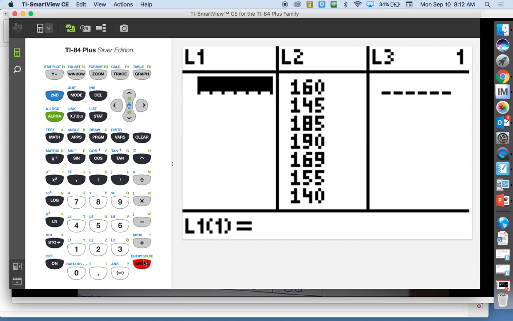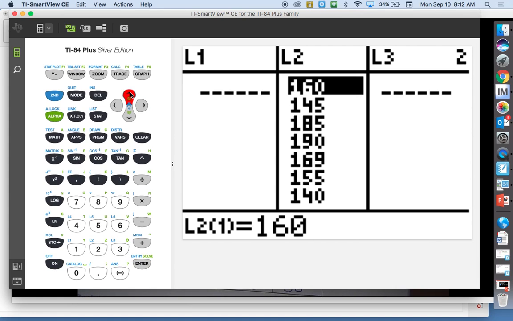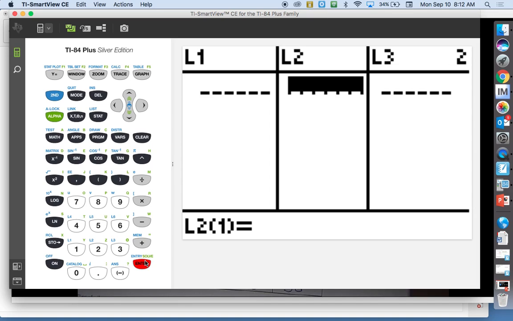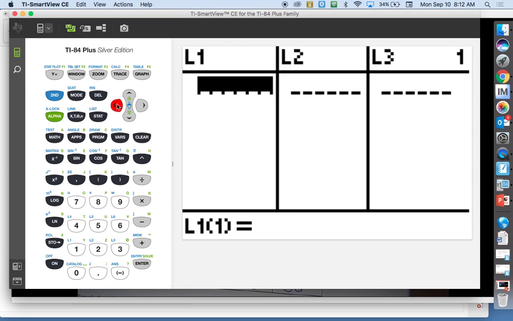So I'm going to do that again. I'm going to go over to L2, go up so that L2 is highlighted. You're hitting Clear and Enter, and boom, your data is gone. Never hit Delete. So see if you can get that information into your calculator. Your guess and the actual age. So your guess is the X or the L1.